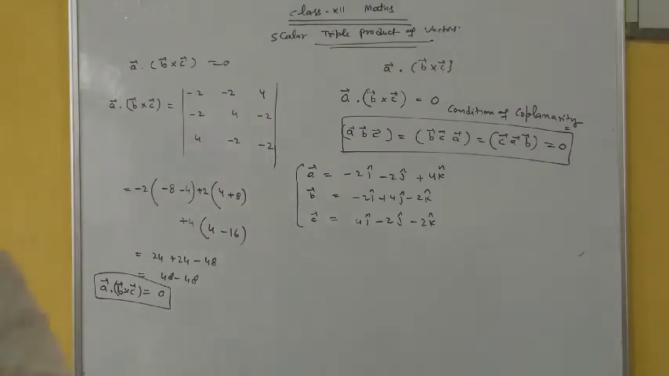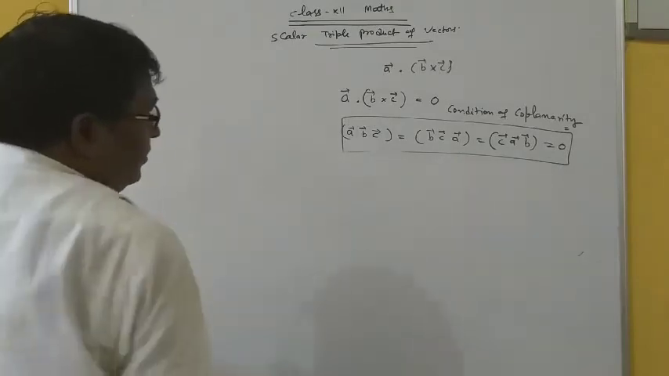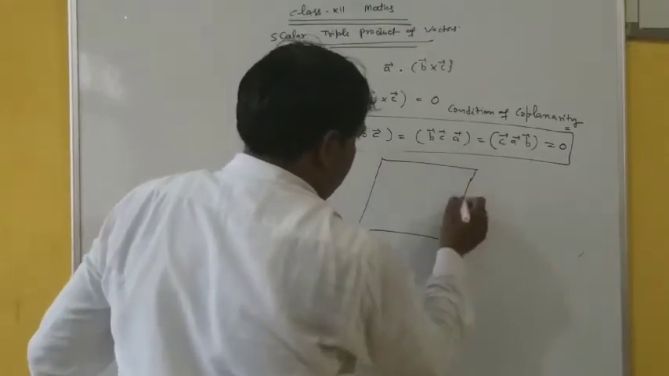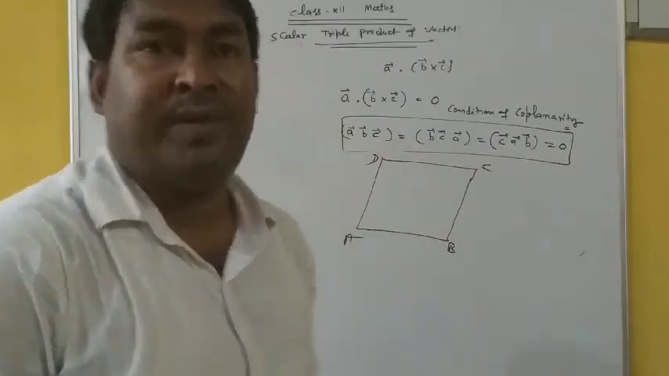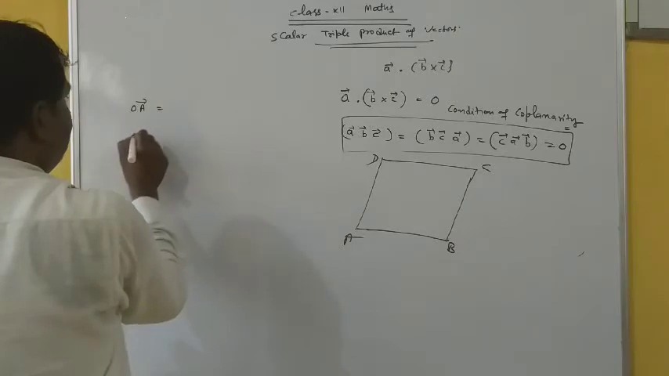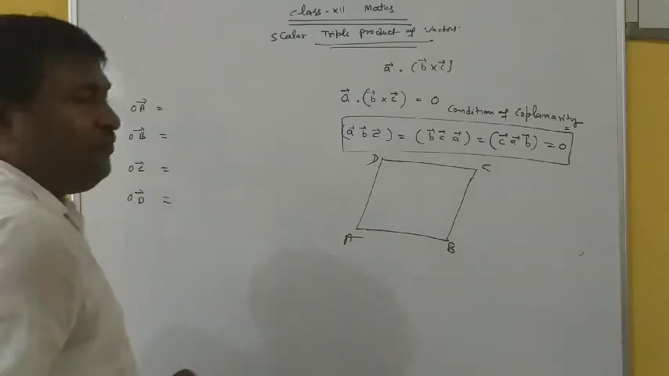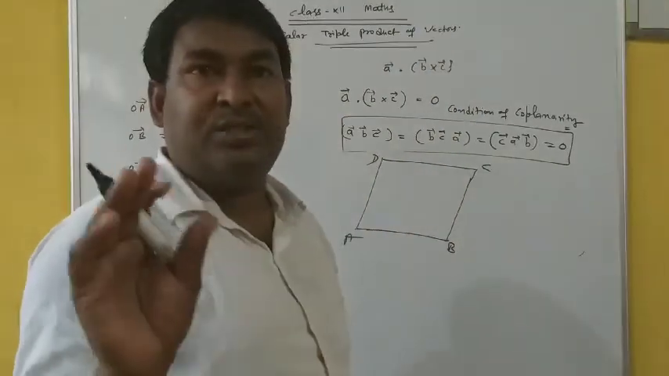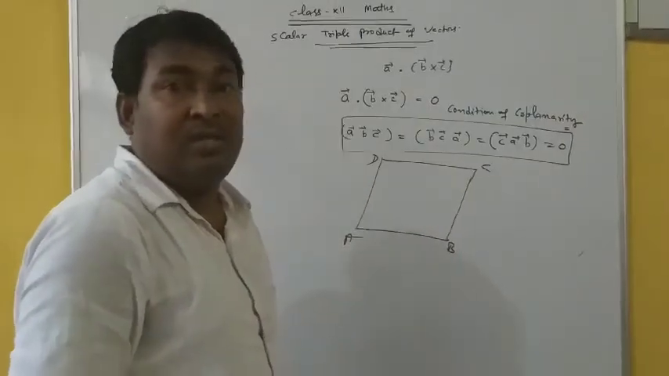Now, coplanarity of 4 points. If you are given 4 points A, B, C, D, with their position vectors OA, OB, OC, OD, and you have to prove that these 4 points are coplanar, meaning all 4 points lie in the same plane, then how will you prove it?